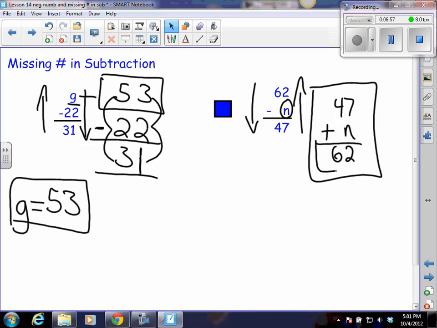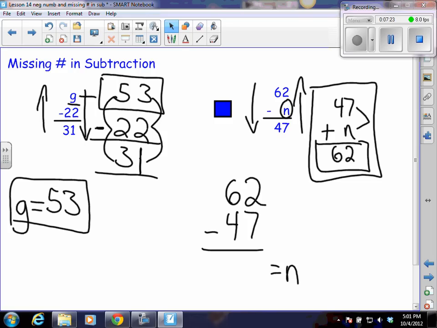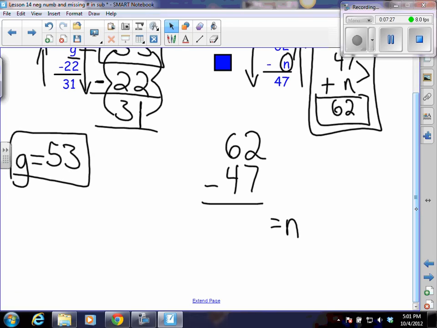Because this is our total, we know that that is going to be our largest number. And so I can put that 62 there. And that means n and 47 are going to be smaller numbers than that 62. And so I can place the 47 here, subtract, and that will equal n. And so let's do the work here and see how that goes.